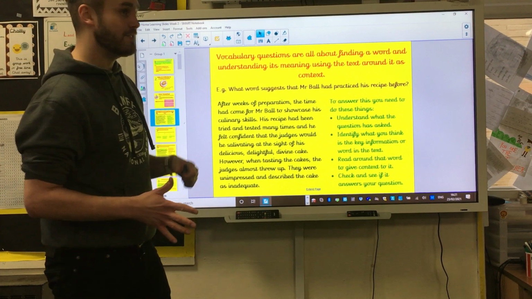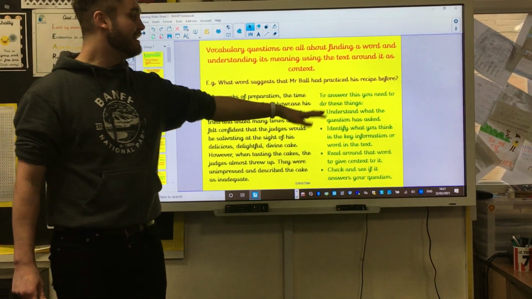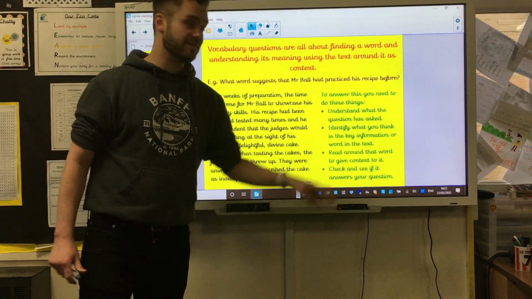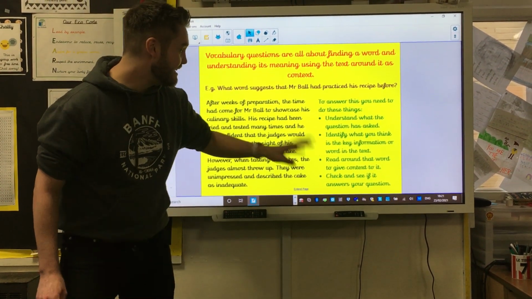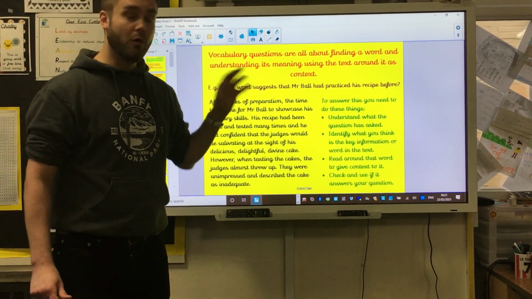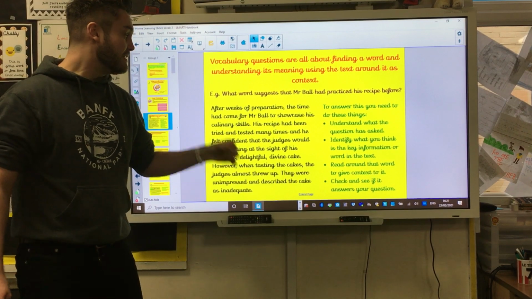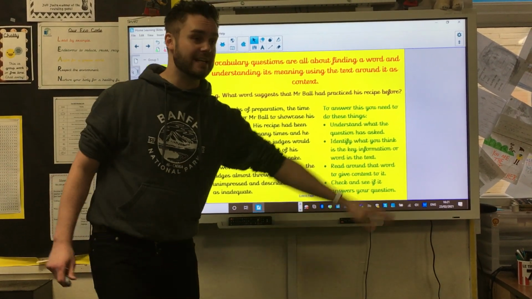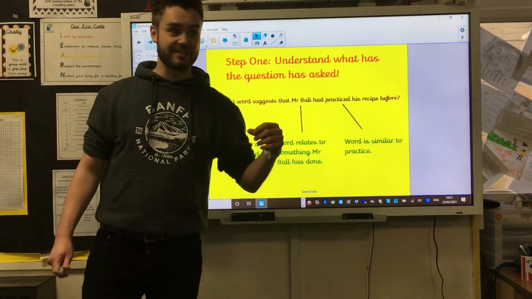So to help us answer it, we need to go through and do a few things. First thing is understanding what the question's asked of us. Second, we need to identify what you think is the key information, or word within that text. We're going to read around that word to give context to it and then check to see if it answers our question. So our first step, understand what the question's asked.